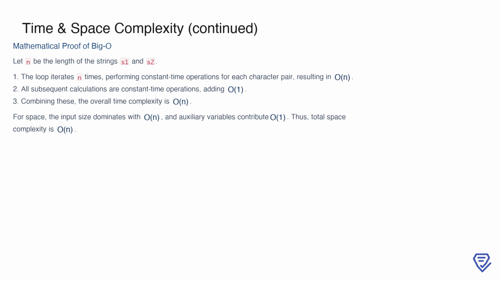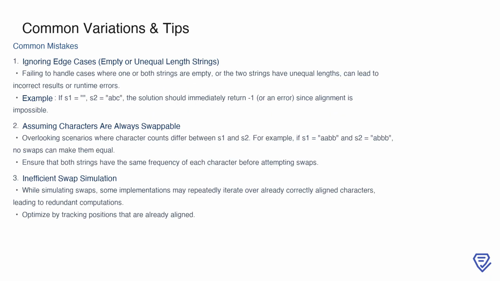For space complexity, the input strings dominate with O(n), while auxiliary variables add O(1). Since the input size dictates the space usage, the total space complexity is O(n). This confirms the efficiency of our solution. One common mistake when solving this problem is ignoring edge cases like empty strings or strings of unequal length. If one or both strings are empty, or their lengths differ, a solution is impossible, and the function should immediately return -1 or signal an error. For example, if S1 is an empty string and S2 is ABC, no alignment can be achieved.